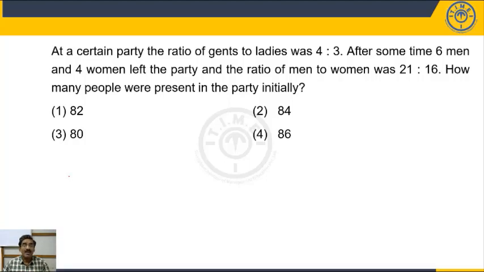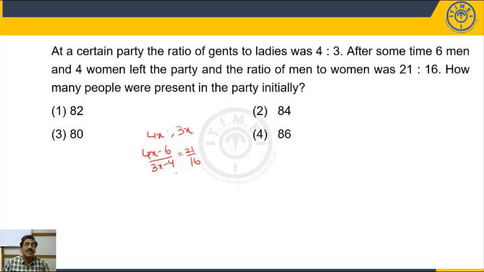So if you are observing, the normal way is basically 4:3. Let the number of men be 4x and the number of women be 3x. All these things we know how to get, as we did in the previous case. Out of 4x, 6 are leaving, and out of 3x, 4 are leaving, so 3x minus 4. So according to us the ratio is this one, but according to the problem the ratio is 21:16. So simplification will be giving us the answer, right or not?